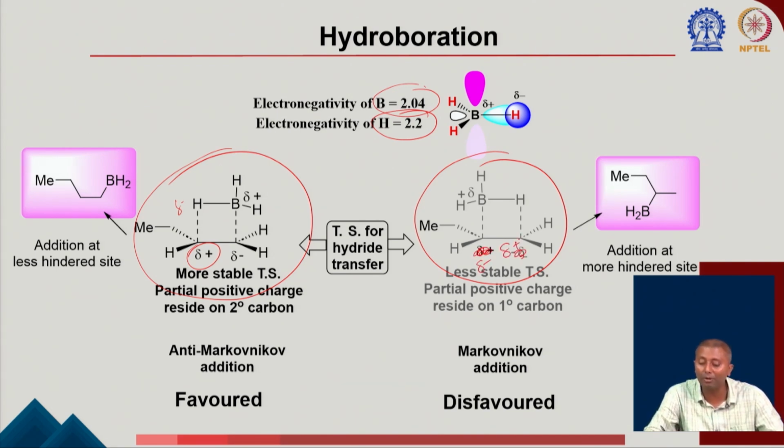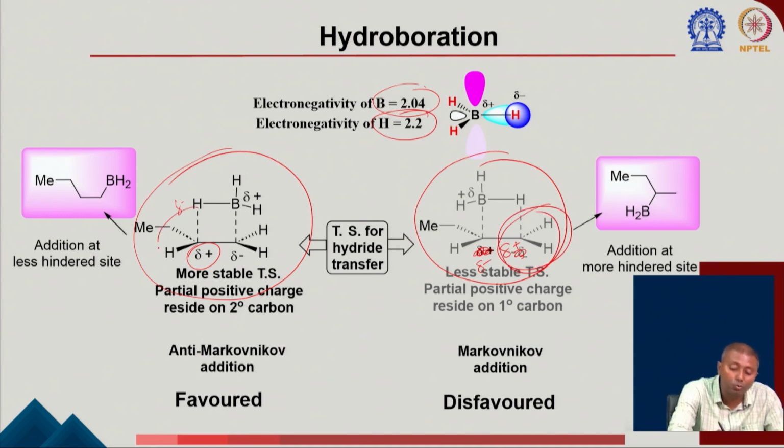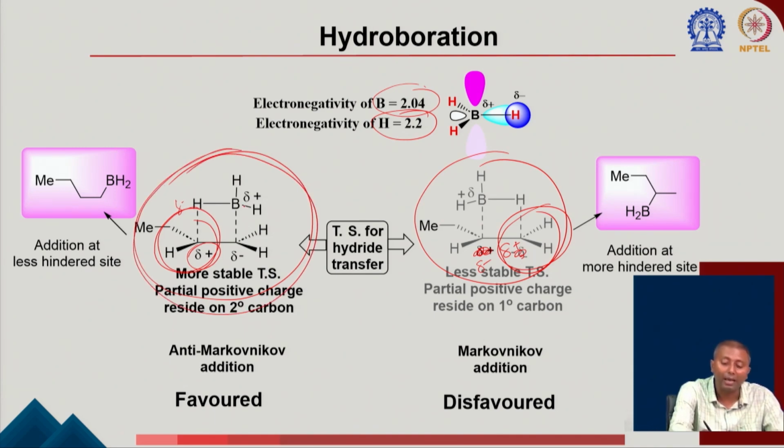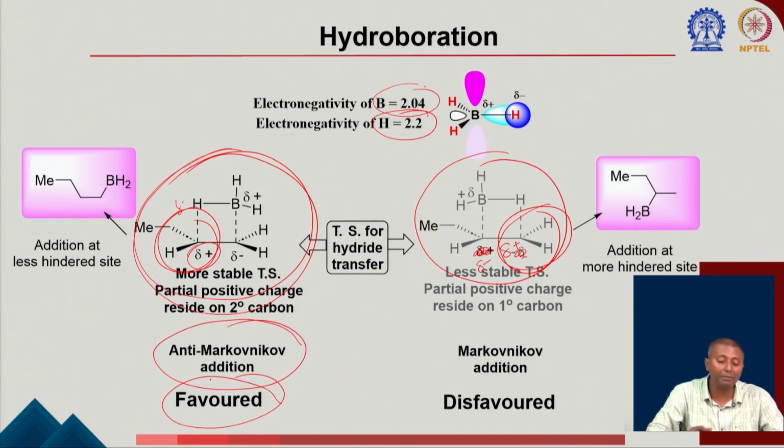Now you can think over here, you are forming a delta plus, or some sort of a partial positive charge, on a 1 degree carbon. Here you are forming this partial positive charge on a 2 degree carbon, correct. So electronically, the formation of the carbocationic character on a 2 degree carbon will be more stabilized compared to a 1 degree carbon. That's why the hydride transfer will be more favorable through this sort of a transition state, which allows the hydride to come to the internal position and the boron to the terminal position. So that ends up giving you this anti-Markovnikov addition product as the favored product. That's why you end up getting this product, not this product.